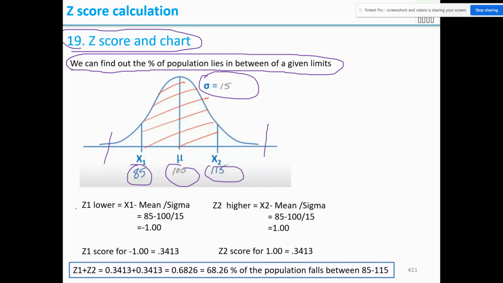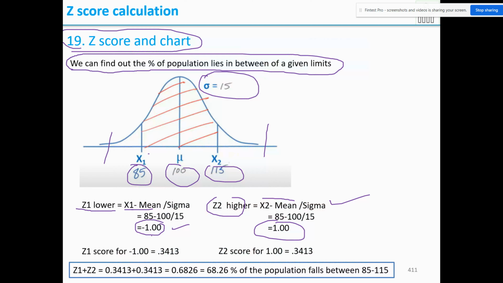First we are going to find z1 at the lower level. What is z1? z1 is your lower limit minus the mean, the process mean, which is the middle value, divided by sigma. So you get a ratio of minus 1.0. Then z2 for the higher side: USL minus process mean divided by sigma. You get plus 1.00. For these values you will get a z-score.